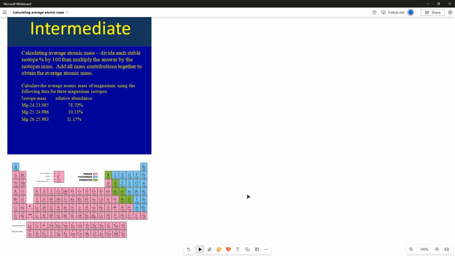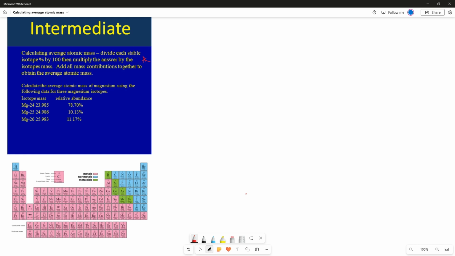So let's get started. How to calculate the average atomic mass. We'll take a look at the definition first, and then we'll go through a sample problem. To calculate the average atomic mass, we need to divide each stable isotope percent by 100, basically converting it into a decimal, and then multiply the answer by the isotope's mass, which will be given in the problem, and then add all the mass contributions together to obtain the average atomic mass for that particular element.